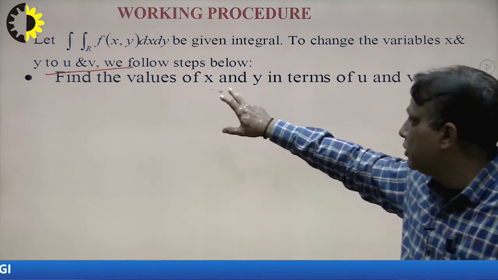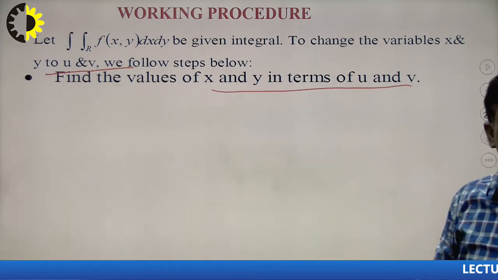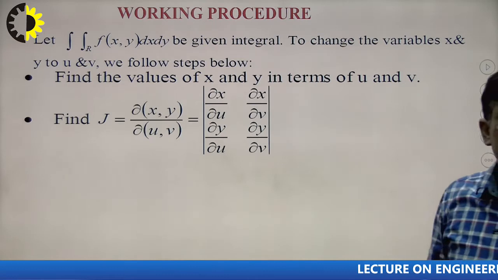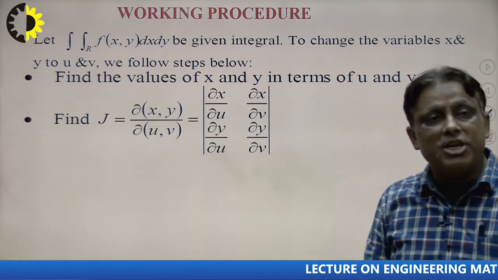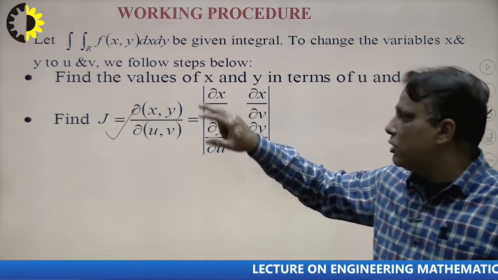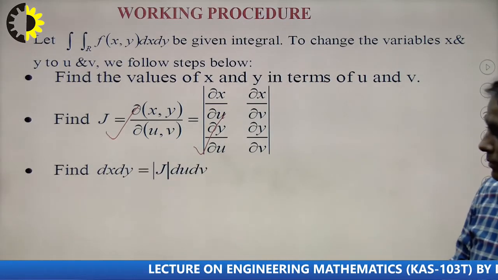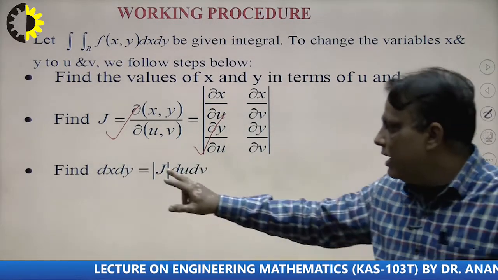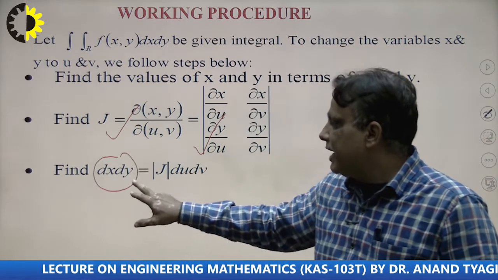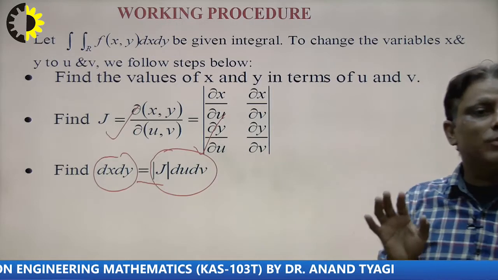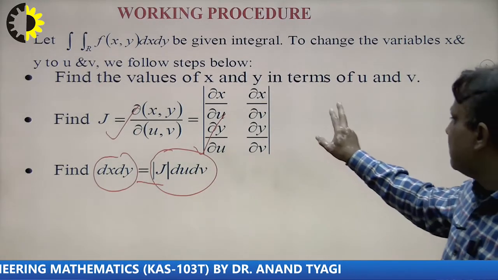That is the most important part, students, keep it in mind. First calculate the value of x and y in terms of u and v, and then calculate the Jacobian by using this formula, and after this we write the formula, that means dx dy changes into this. And this topic is studied at the 12th level.